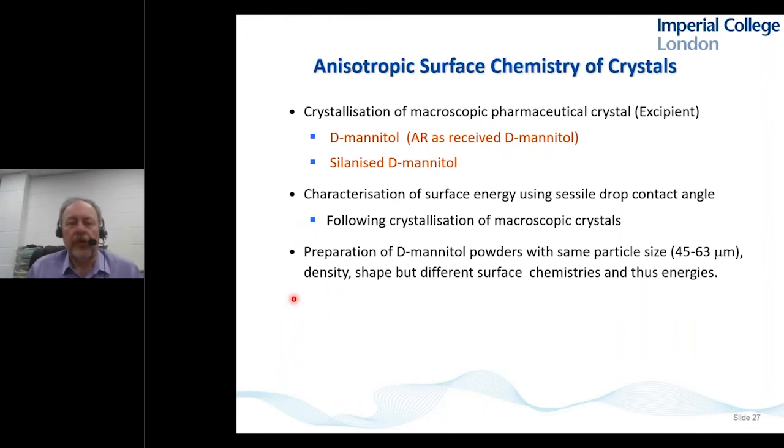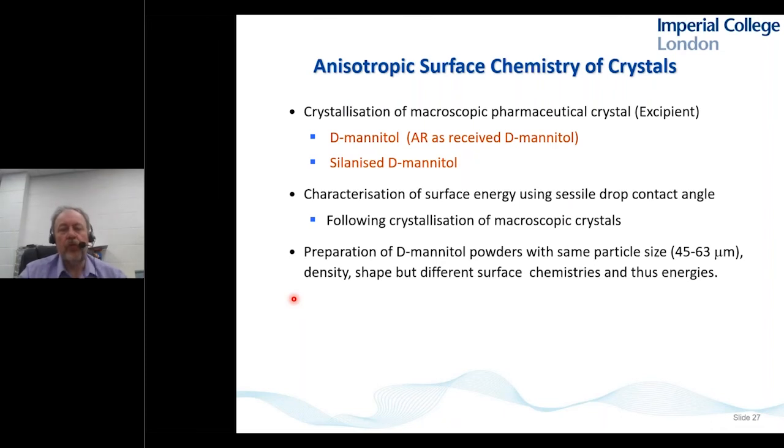So let's talk about the work. The study I'm going to talk about today really focuses on the use of D-mannitol. We're going to see two main types of mannitol here. An as-received D-mannitol, which is basically as provided by the manufacturer, so it's a highly crystalline mannitol material. And we're going to have a silanized D-mannitol. As we'll see in a moment, D-mannitol has three different crystal faces and they're all slightly different chemically, but we can change those, and we're going to make the mannitols all hydrophobic by silanizing them.